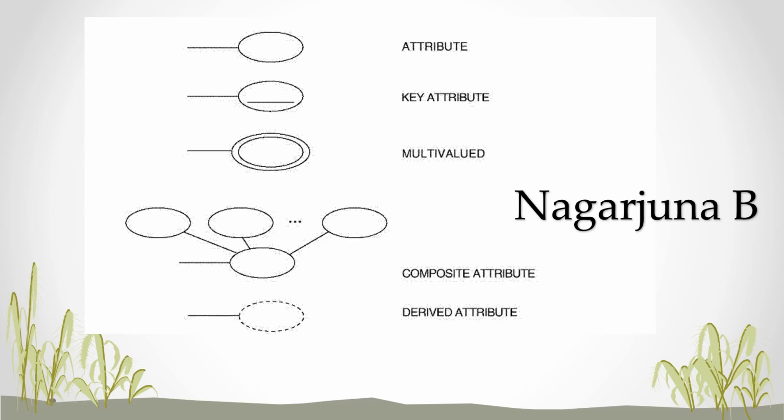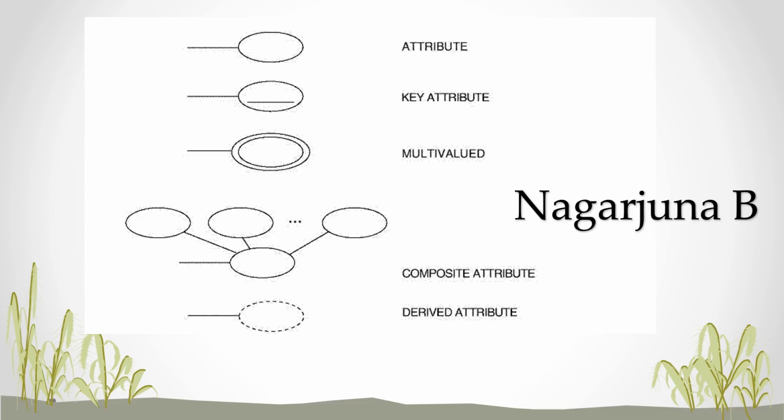These are the various characteristics, and these are called an attribute. We are going to write the attribute within this symbol, and we write the name of the attribute, for example, F name, within this symbol. Next one is the key attribute, and that symbol is in this way. Here we write the key attribute by just underlining the name of the attribute.